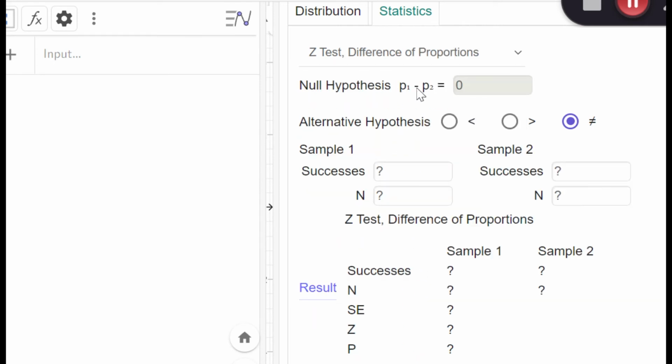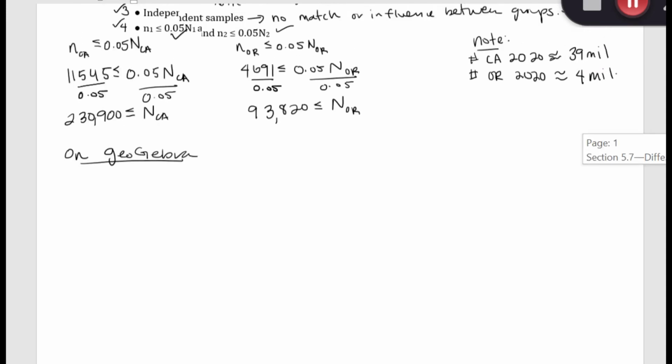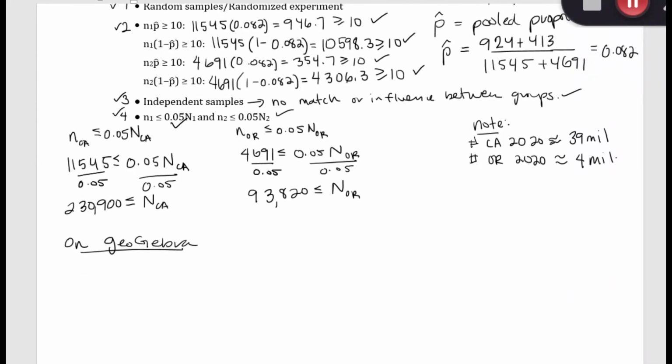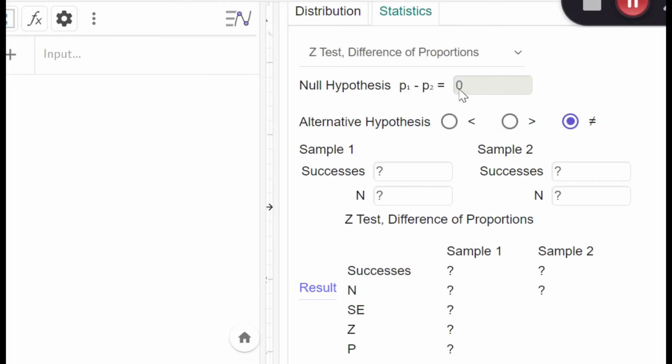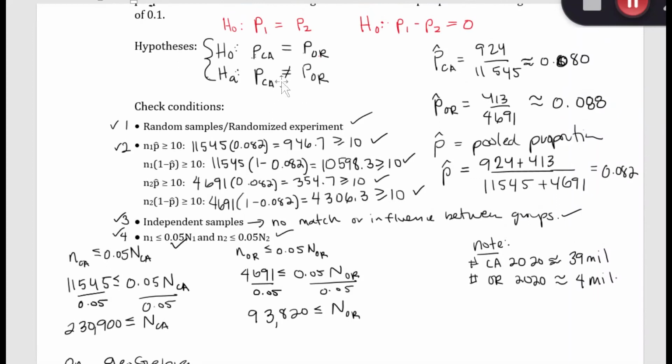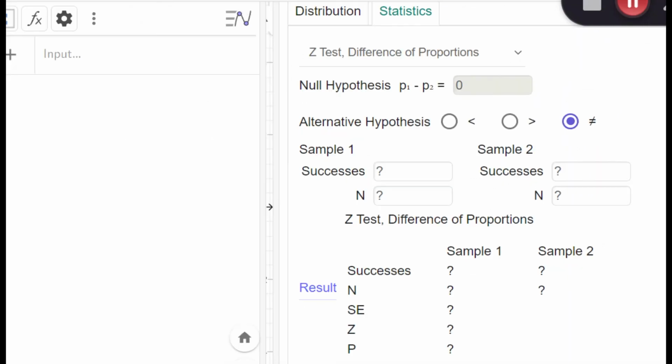You can see here that they have P1 minus P2 equals 0 as your null hypothesis. And like I said at the very beginning, this is a way to say that there's no difference between the 2 proportions. That's what we assume to be true in the null hypothesis, so that's going to be the default. That will always be 0. You actually can't change this. Then on our alternative hypothesis, we have a does not equal sign. So on our GeoGebra, we indicate a does not equal sign. Here we have sample 1 and sample 2 successes, and we have to fill in.